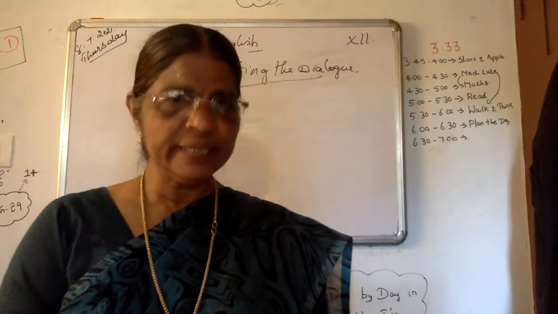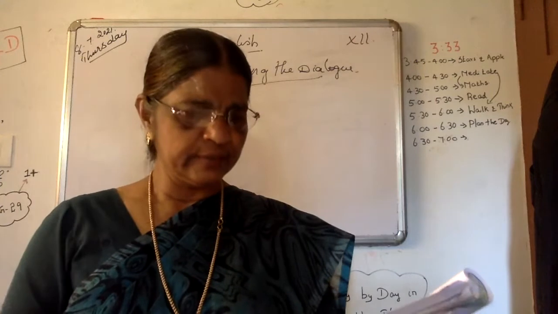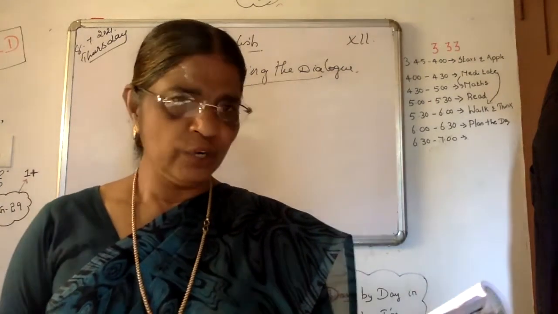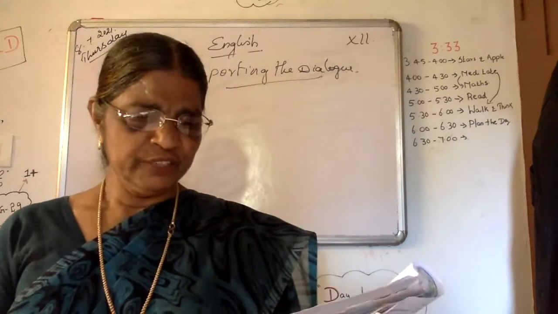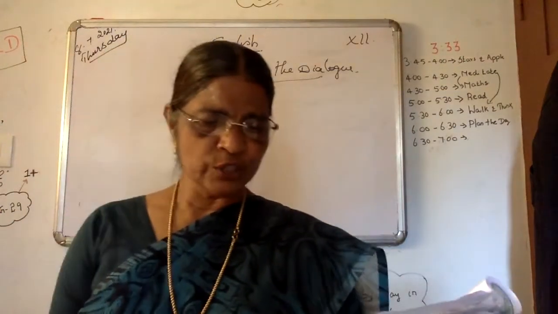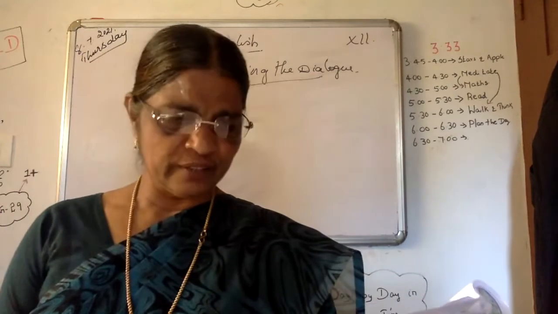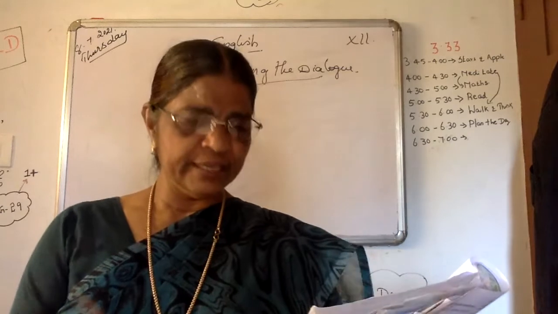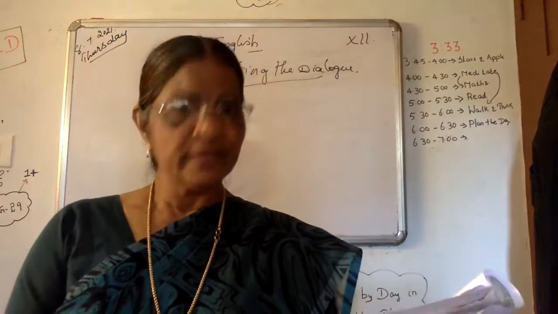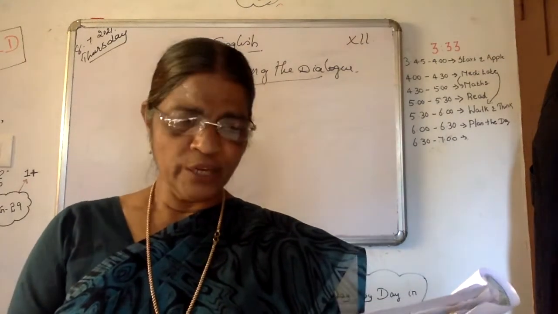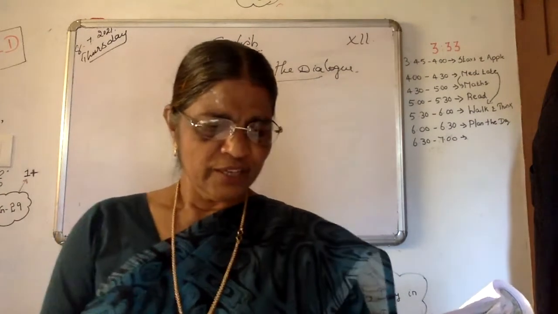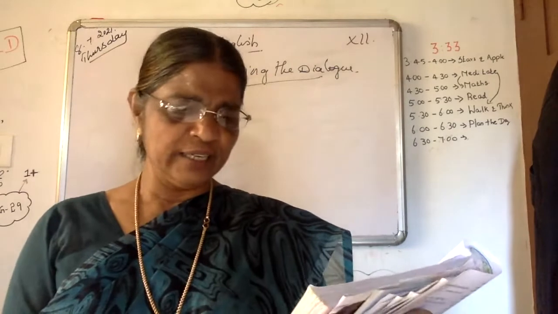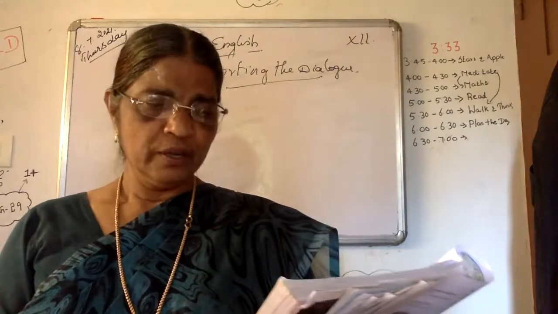I will read it once more, just write it. Priya asked Vijay where he was going. Vijay replied that he was going to the railway station. The answer is given, the remaining you fill it up. Priya further inquired or further asked why he was going there. Vijay stated that he wanted to receive his uncle who was coming from Bangalore.